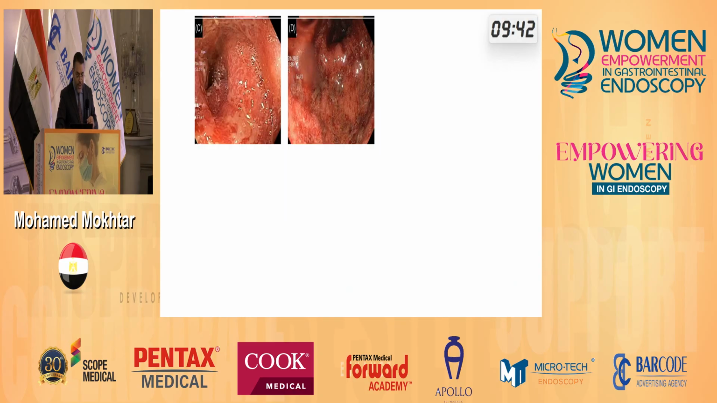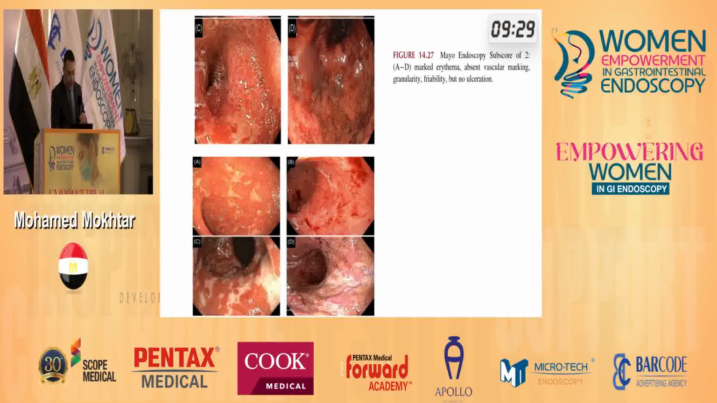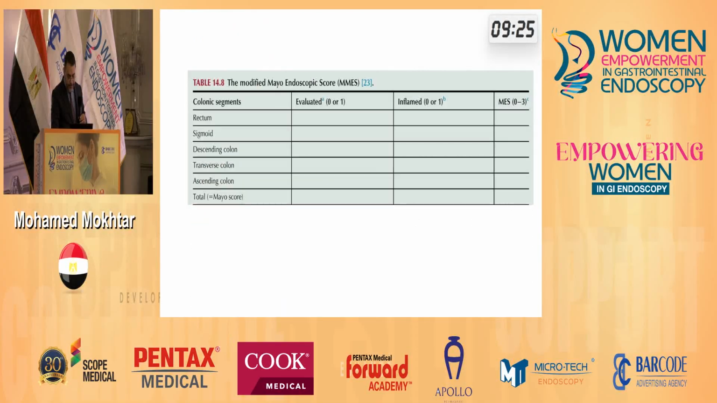What about the modified score? For example, in figure D of this lesion, there is erythema and diminished vascularity, but no ulceration, so this is Mayo score 2. This lesion has an ulcer, so it's Mayo score 3.